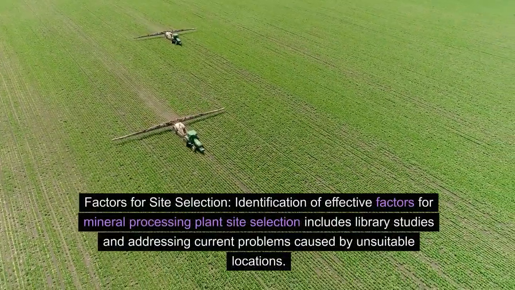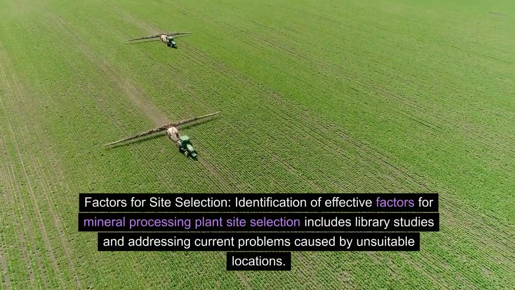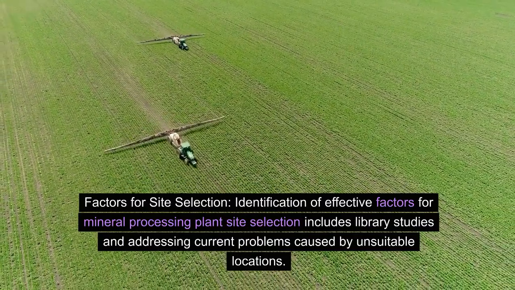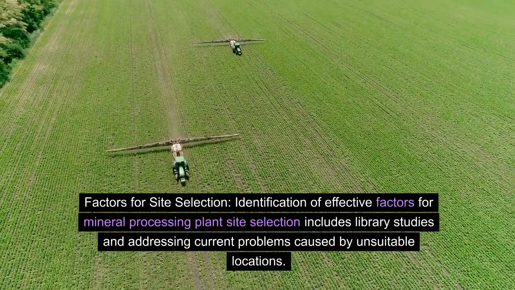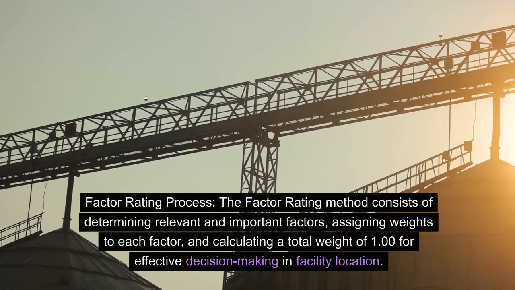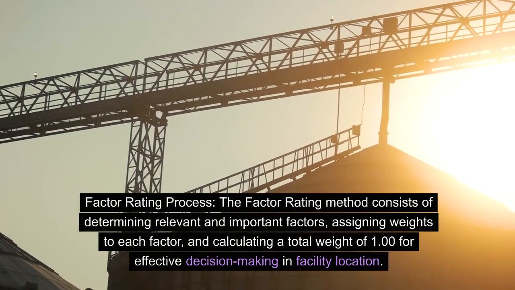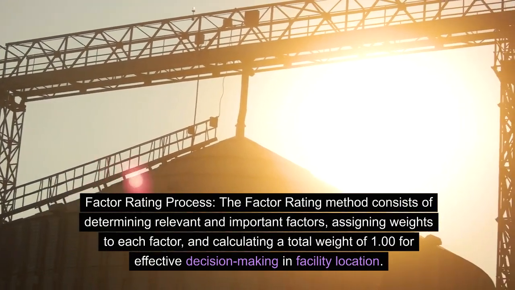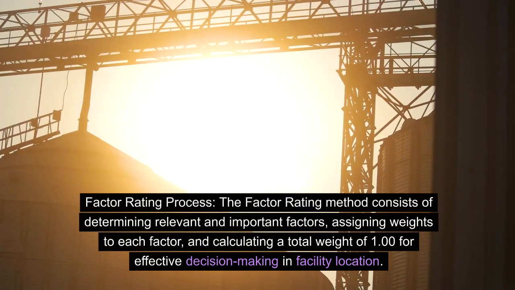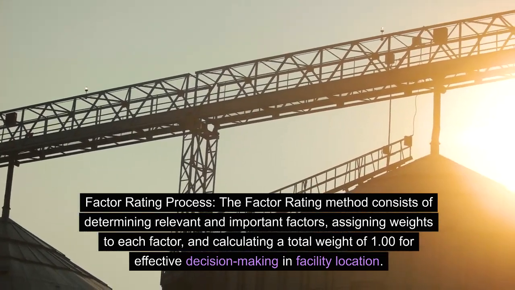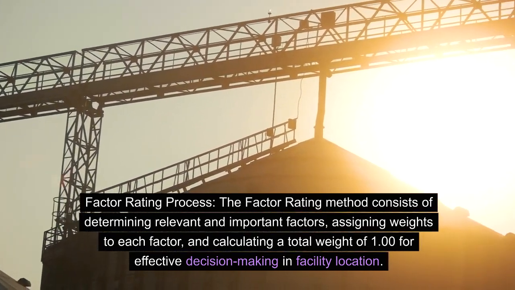Factors for site selection. Identification of effective factors for mineral processing plant site selection includes library studies and addressing current problems caused by unsuitable locations. Factor rating process. The factor rating method consists of determining relevant and important factors, assigning weights to each factor, and calculating a total weight of 1.00 for effective decision-making in facility location.